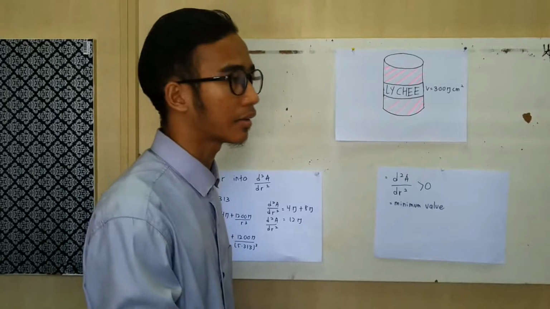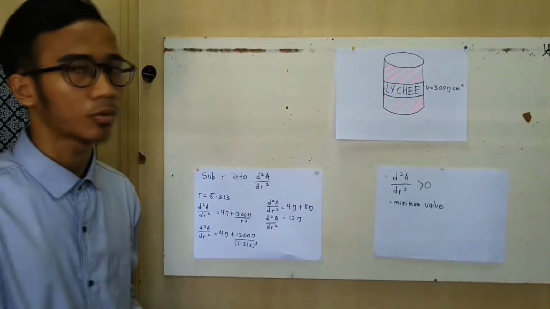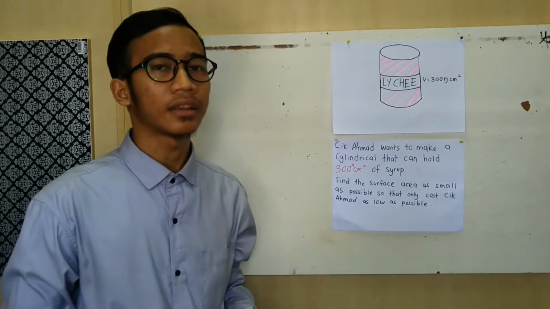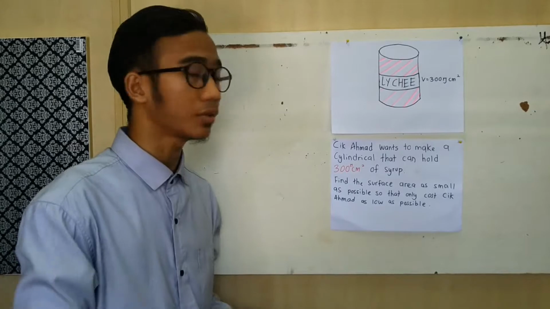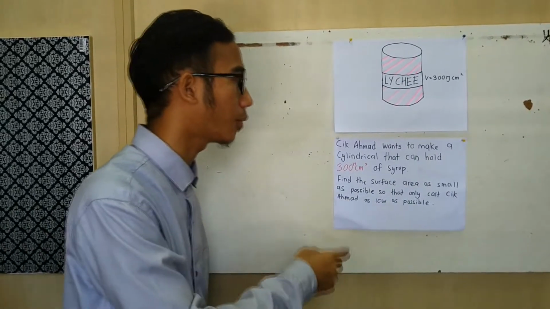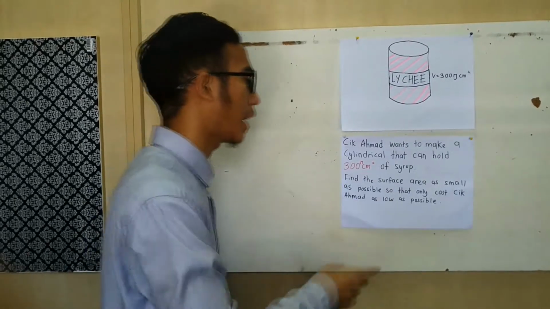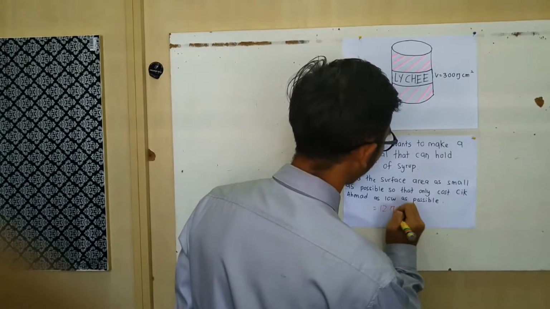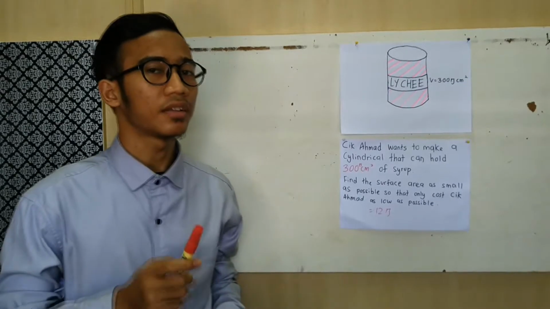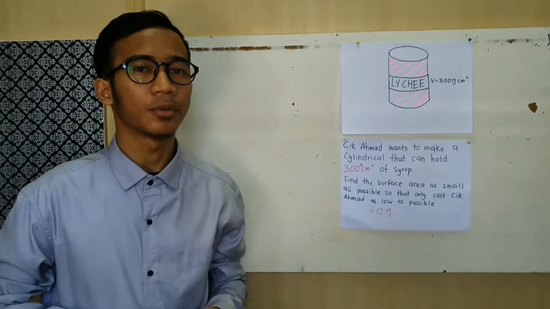So we have already got the answer to this question. That's all that we need to solve this question. Cik Ahmad wants to find the surface area as small as possible. So that means he wants the minimum value for the cylinder so that it only costs Cik Ahmad as little as possible. So we know the answer is 12 pi. So we just need to follow the steps to solve any differentiation problem that we face. So today we have learned the application of differentiation and how to solve real life problems with it.